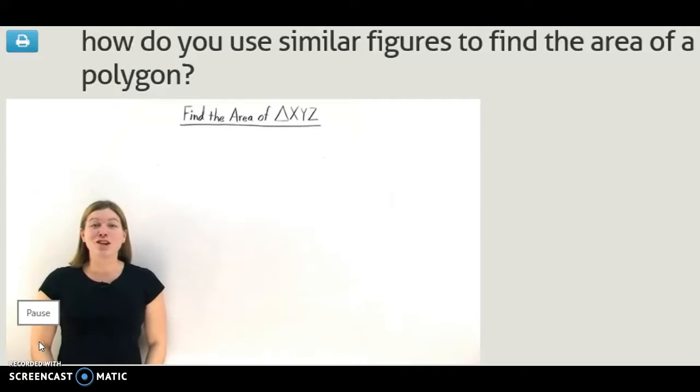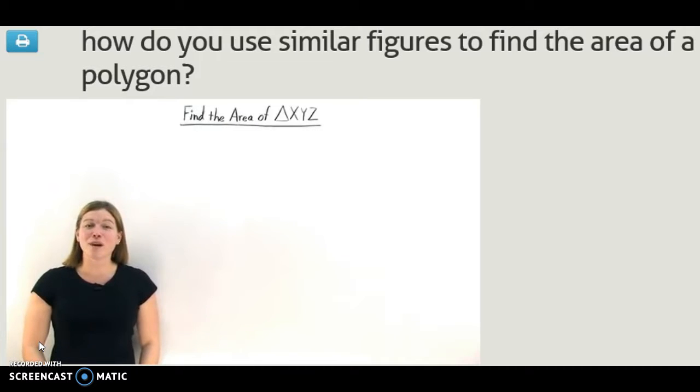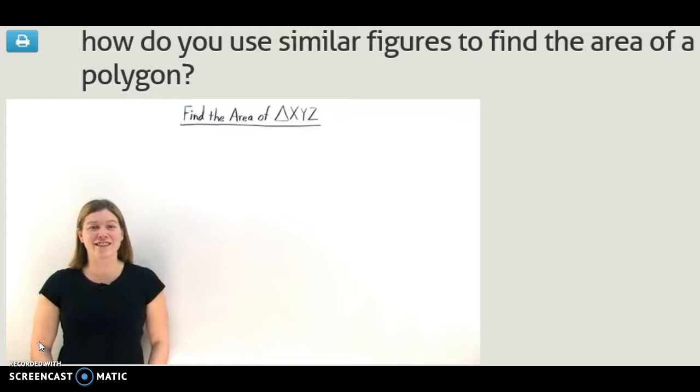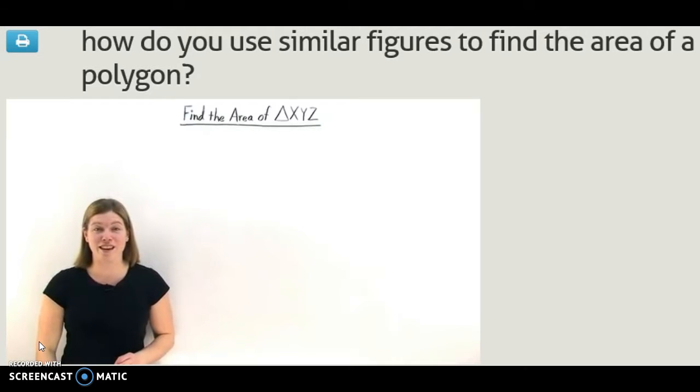Triangle ABC and triangle XYZ are similar triangles. Side AC measures 3 centimeters and side XZ measures 5 centimeters. The area of triangle ABC is 45 centimeters squared. What is the area of triangle XYZ?